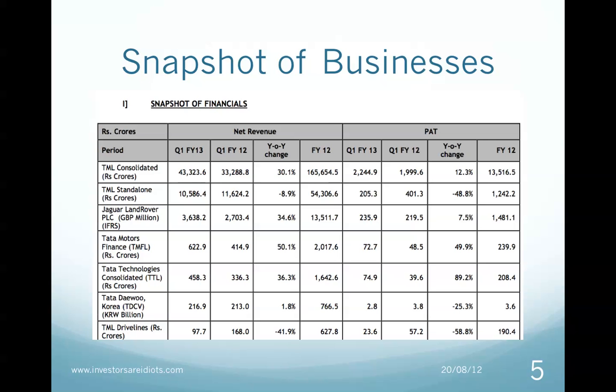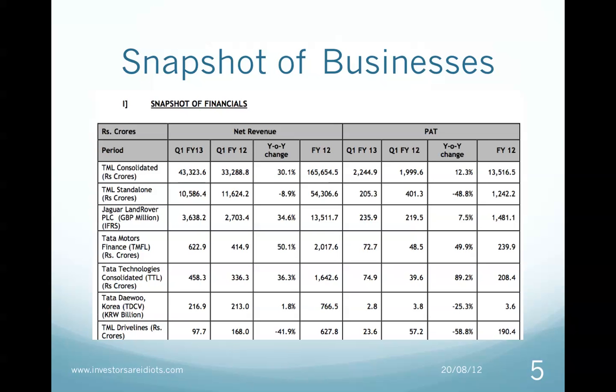So you have Tata Motors consolidated results for the first quarter of financial year 2013, and its profitability. All this information is available from the company website. So you have the contributors to the consolidated results. If you look at the top line, given in rupees crores, for the first quarter 2013, 43,323 crores was the total revenue, and the company made a profit of 2,244 crores.